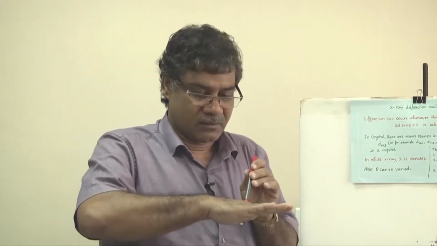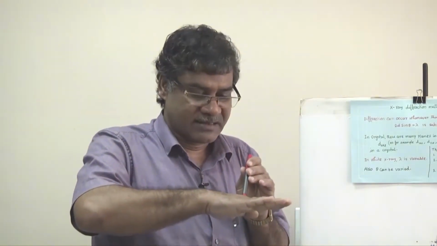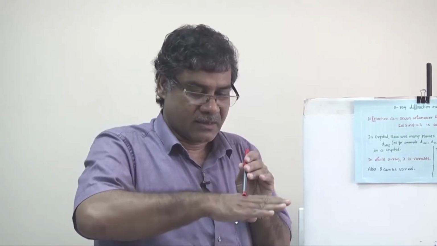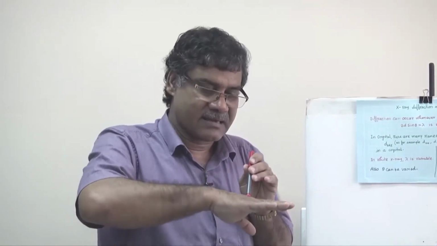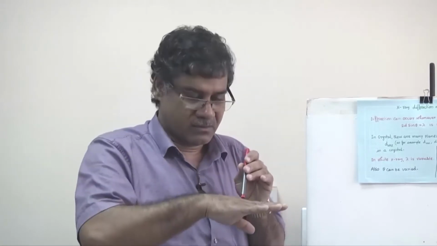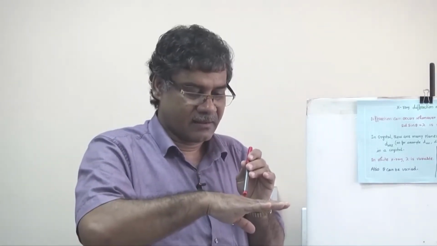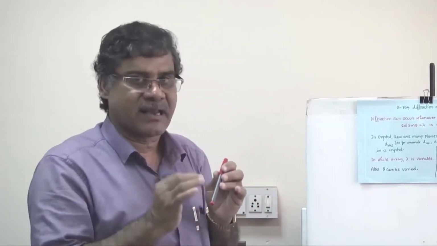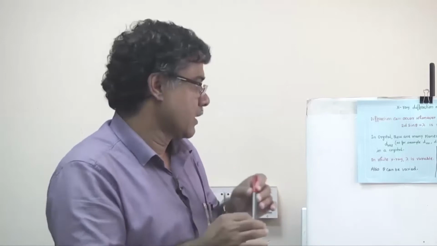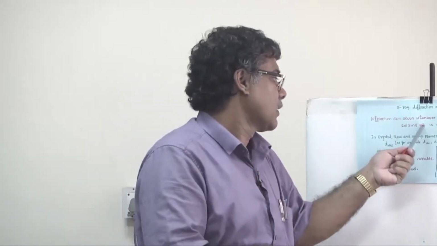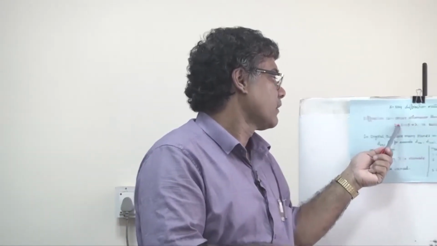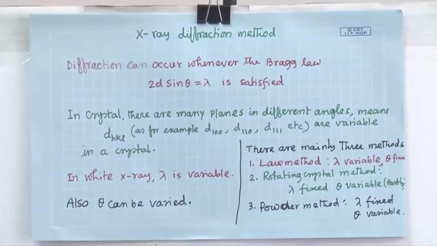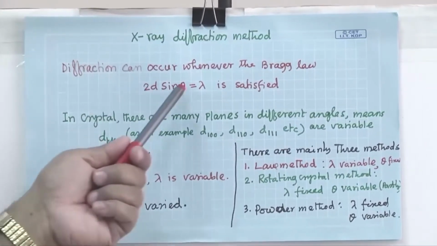Now, in the rotating crystal method, the crystals are rotated step by step. In that sense theta is not continuously variable. Theta can be changed in different steps. So, theta is basically variable, lambda is fixed. For different planes there will be different theta. Then again you will get Bragg diffraction and you will get Bragg peaks.